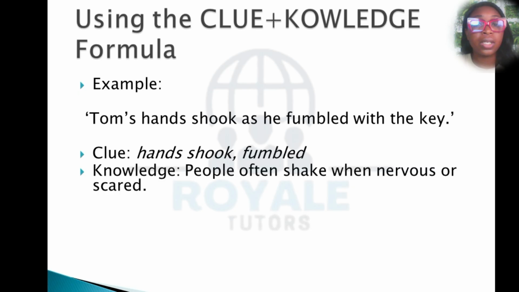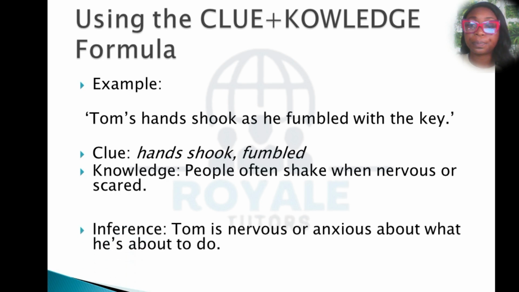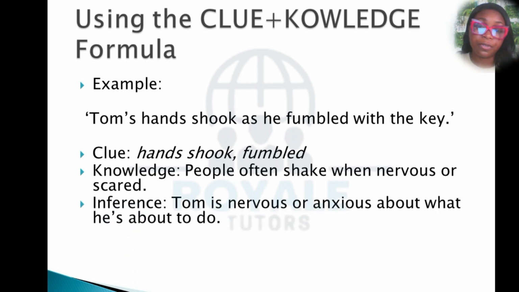He fumbled with the key and then his hands shook. All right. Now we have inference. Now we have to make the inference to really know what is going on with Tom. So Tom is nervous or anxious about what he's about to do. Now this was not stated directly. Nobody told us that Tom is actually nervous, but we were able to pick the fact that Tom is nervous from the clues that were given.